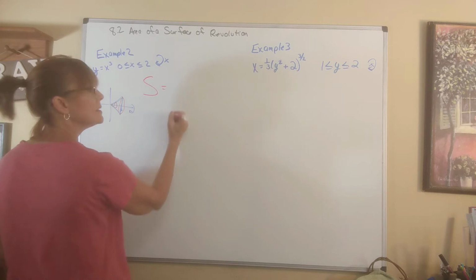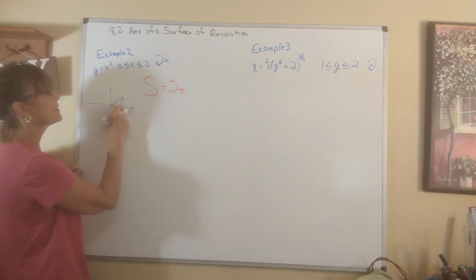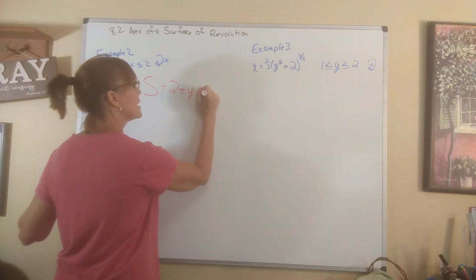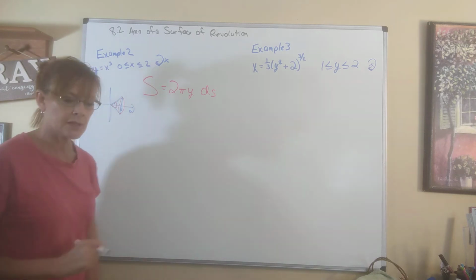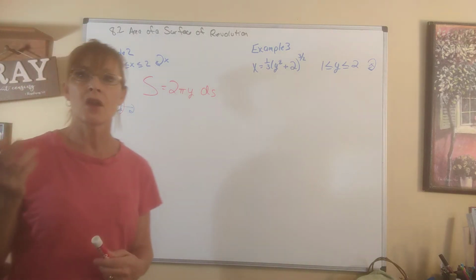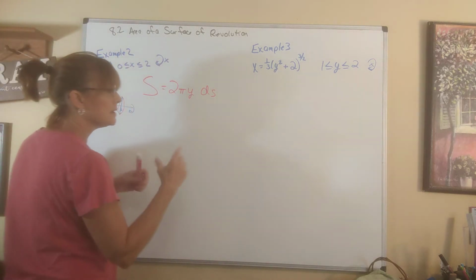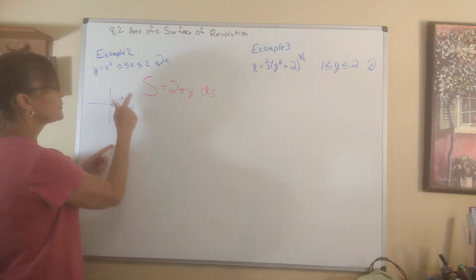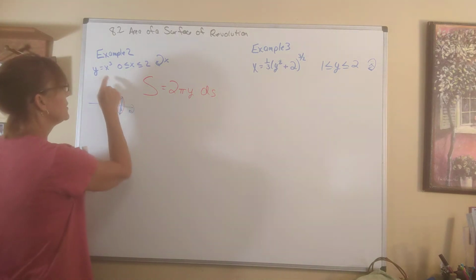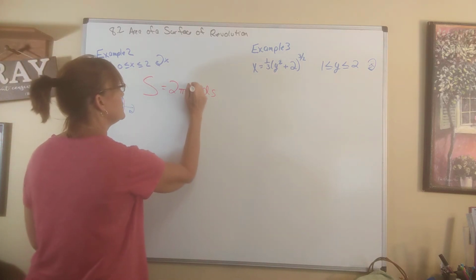S, is equal to 2 pi. If you look at the radius of this guy, it's a y, 2 pi y, times ds, which stands, it's a short abbreviation for the arc length. So that's how we could talk about the arc length. So now I'm going to put in the details. So y is our radius, but it's written as x cubed. So I'm going to write this as x cubed.